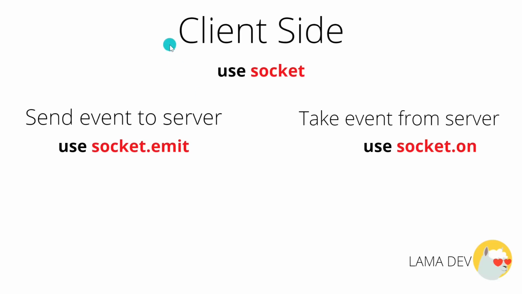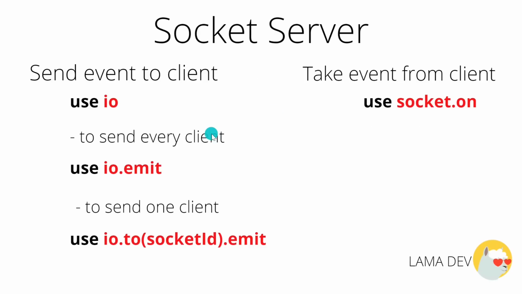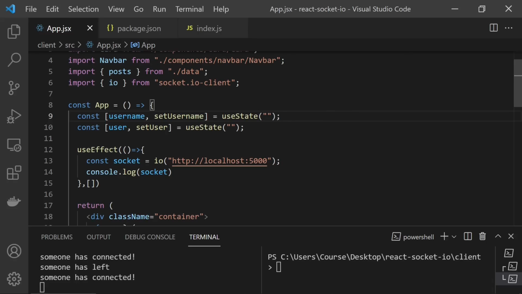Okay, and what about client side in our React application? In any case, we are gonna use socket function. And if we want to send event to server, we are gonna use emit. If you want to take event from socket server, we are gonna use on. Okay, let's try first event. After the demonstration, you are gonna understand better.